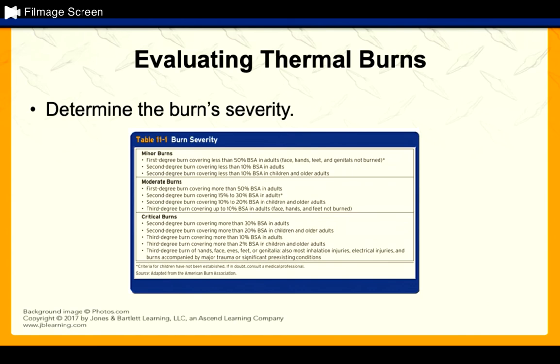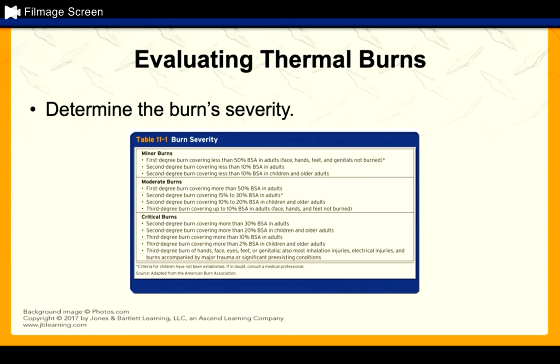And in children, second-degree burns covering less than 10% body surface as well. So as far as minor burns go, they're limited to first and second degree burns. And in the case of second degree burns, we're looking at less than 10% body surface area.